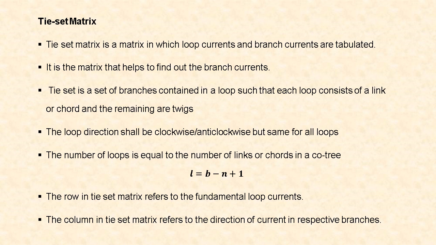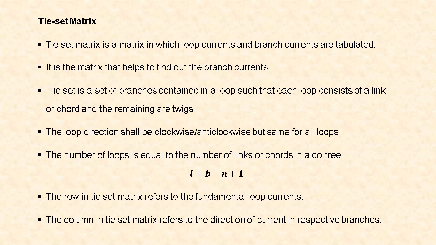Next is tie set matrix. This matrix is also called loop matrix. It is a matrix in which the loop currents and branch currents are tabulated. This matrix helps us to find out the branch currents in a circuit or network. Tie set is a set of branches contained in a loop such that each loop consists of a link or chord and the remaining are twigs.